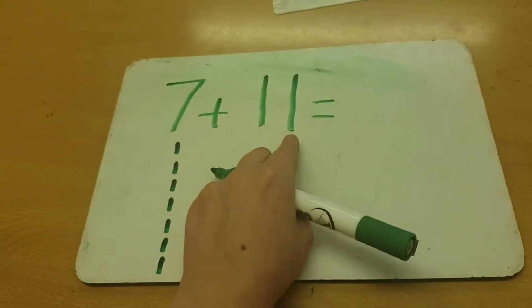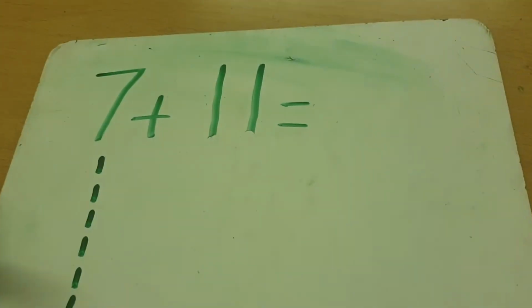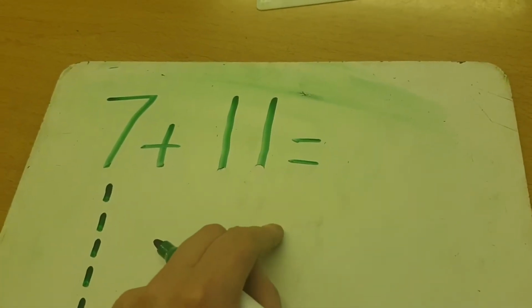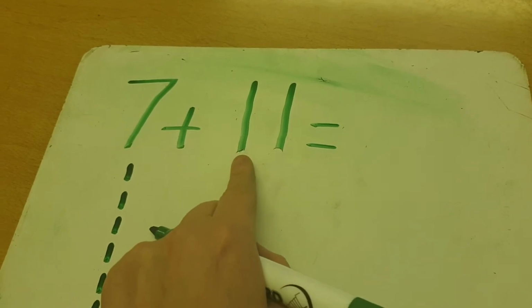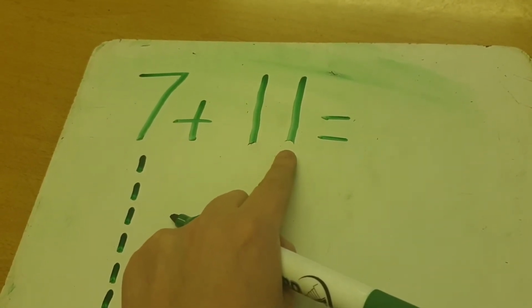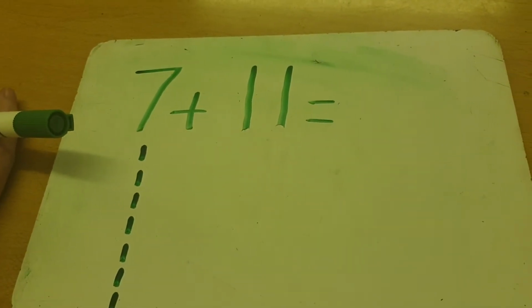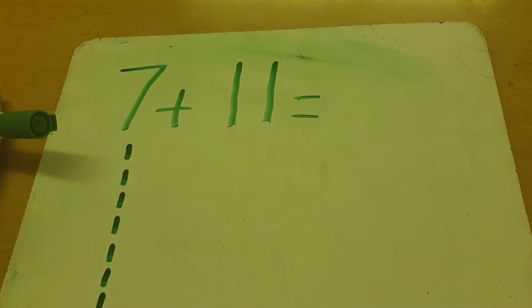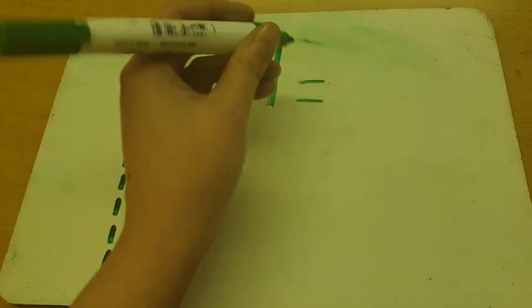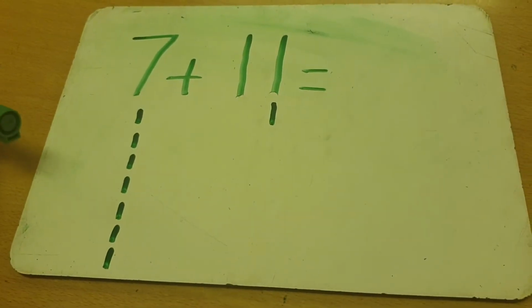Let's have a look at 11 then now, shall we? How many ones does 11 have? So if I look at the number 11, the first number tells me how many tens and the second number tells me how many ones I have. So how many ones do I have in the number 11? Brilliant. I have 1 one. So I'm going to draw my little 1 there.